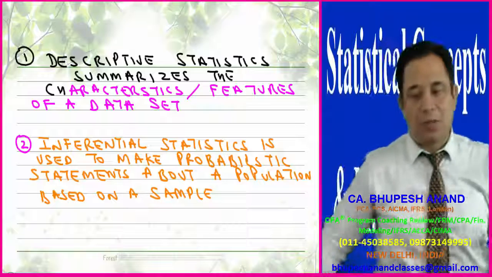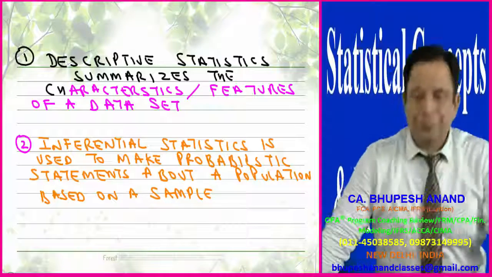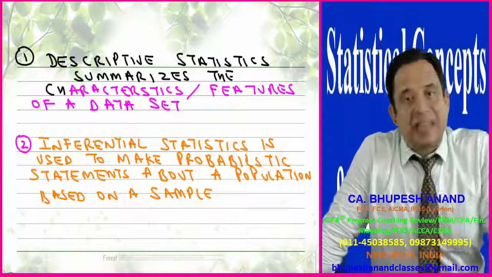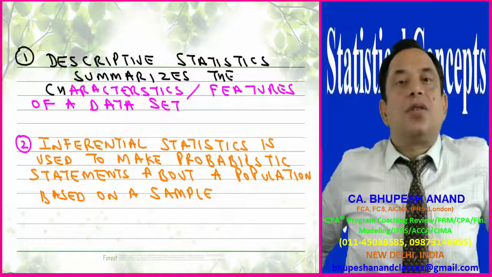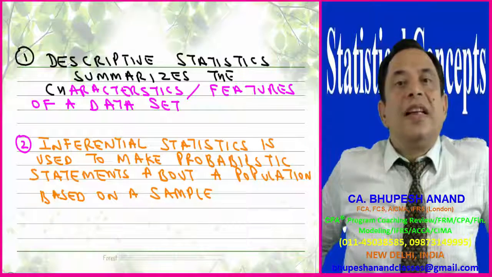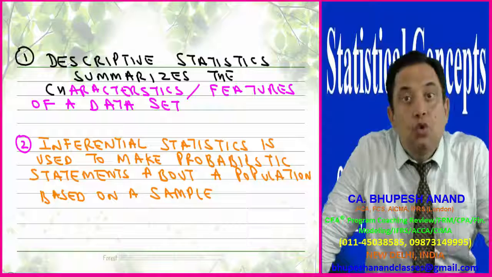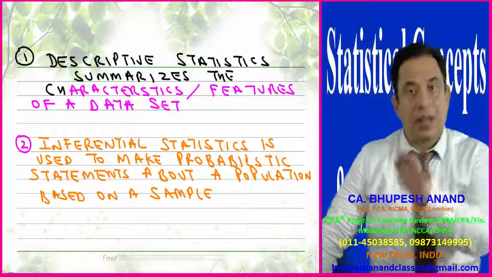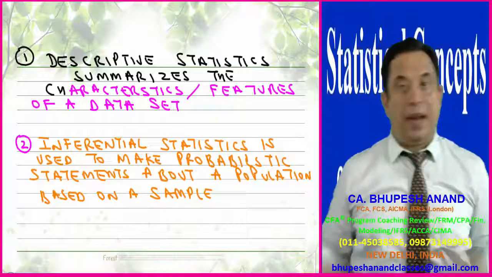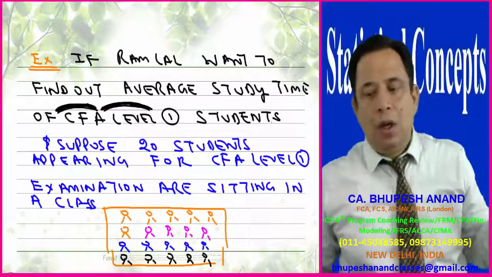So please write as the first point: descriptive statistics summarizes the characteristics or features of a data set. Inferential statistics is used to make probabilistic statements about a population based on a sample. So just write down the example. I have prepared an example for you.